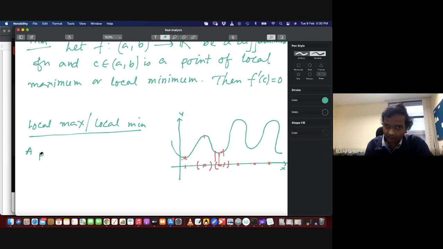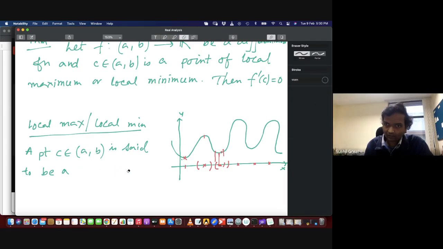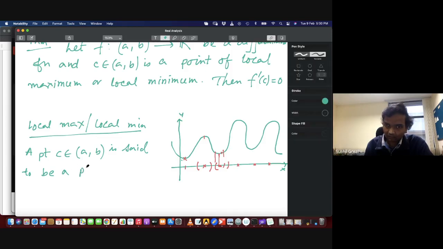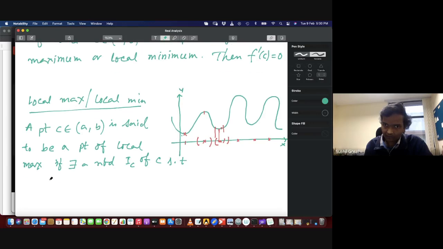So a point c in (a, b) is said to be a point of local maximum if there exists a neighborhood I_c of c such that f(c) is bigger than f(x) for all x belongs to I_c minus c.